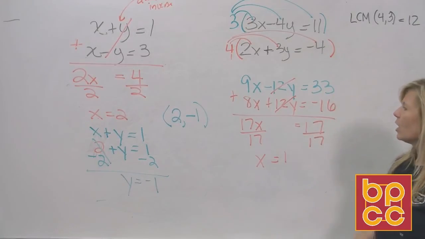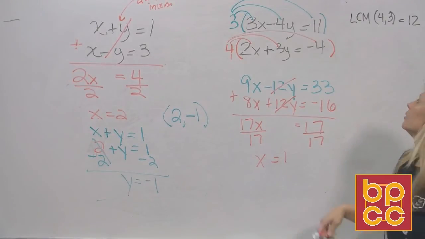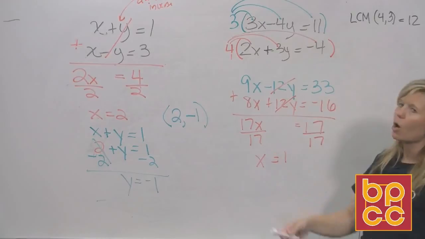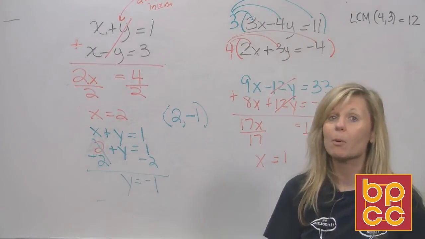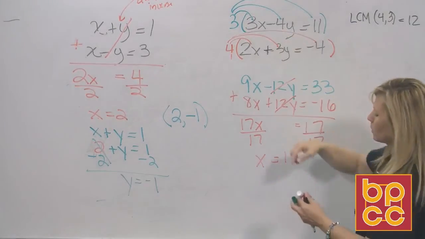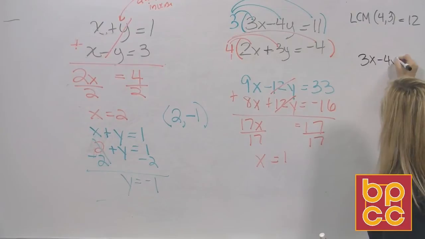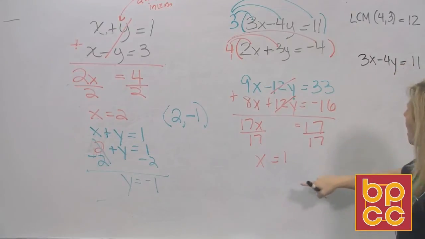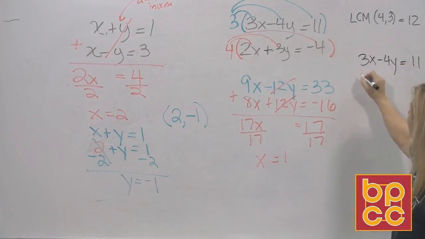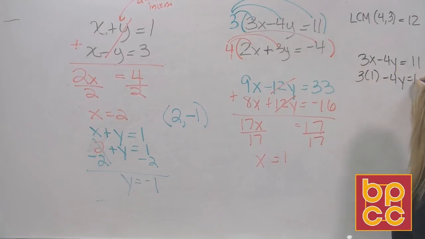Now, are we done? No way. We got x. We still got to get y. Does it matter which original equation we go back to? No. Remember, we always go back to originals. So I'm going to pick the first one. So I'm going to write that. I have 3x minus 4y equals 11. I'm going to replace x with 1. So 3 times 1 minus 4y equals 11.